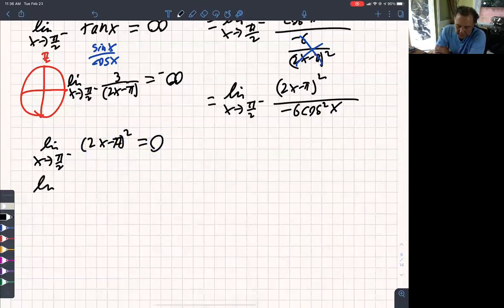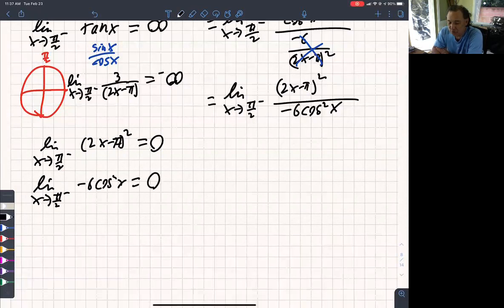The bottom, that cosine of pi over 2 is 0. That's going to be 0. So we have a 0 over 0 situation. Do not write equals 0 over 0. That would be bad if this were an FRQ.